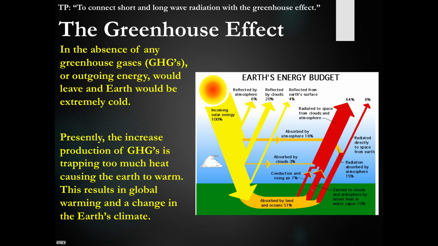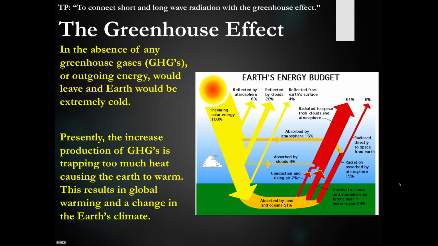In the absence of any greenhouse gases, also known as GHGs, outgoing energy would leave the Earth and it would be extremely cold. So without these gases, Earth would be a very cold desert. Presently, the increased production of GHGs is trapping too much heat, causing the Earth to warm. This results in global warming and a change in the Earth's climate.